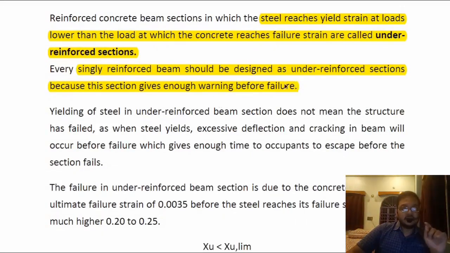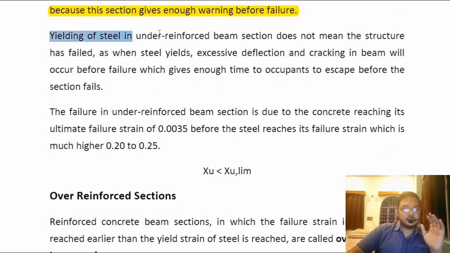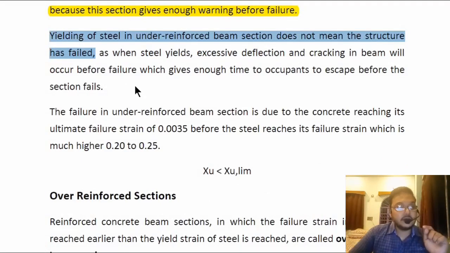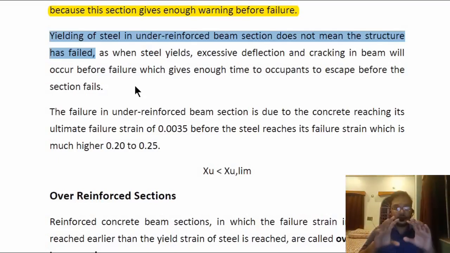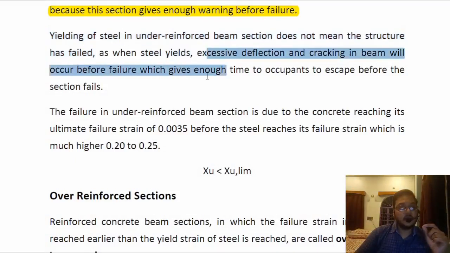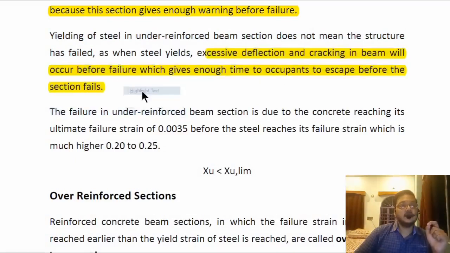So it is suggested by the code, and to all designers, that you should make the section under reinforced. Now the yielding of steel in an under reinforced beam section does not mean the structure has failed. See, this is the most important thing: if the steel inside that RCC section has somehow yielded, that doesn't mean our section has failed, as when steel yields, excessive deflection and cracking in the beam will occur before the failure, which gives enough time to occupants to escape before the section fails.